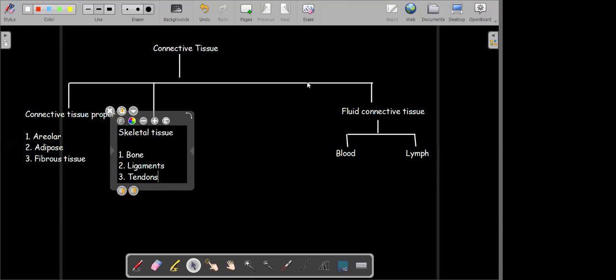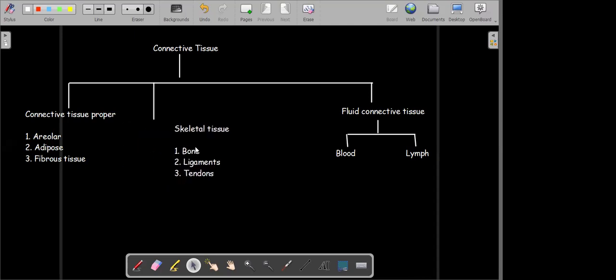All right. So is it clear to everyone? Now is this connective tissue clear to everyone? Yes. Yes, sir. Yes, so, just one minute.